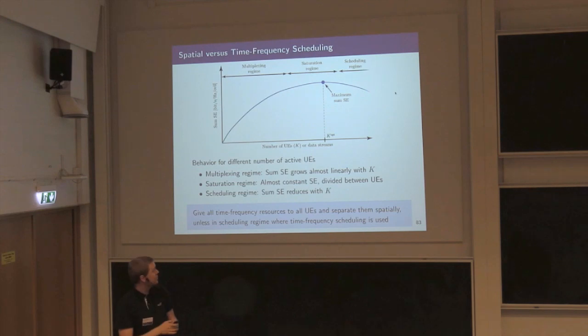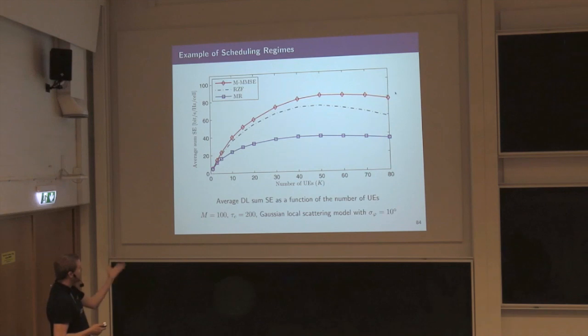If you have so many users that you ask for being over here, then you should operate around here instead, and let users take turns accessing the system. So these are the 3 different regimes. Let me show what happens if we look at, for example, a downlink with the model that we had before: 100 antennas, varying number of users, 200 as the coherence block length, same model as before, and we see this type of behavior.